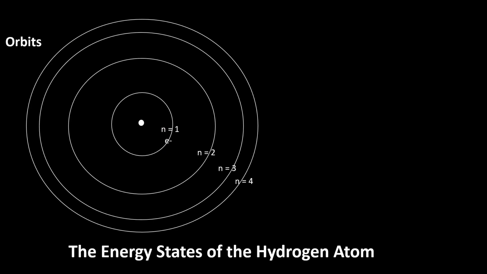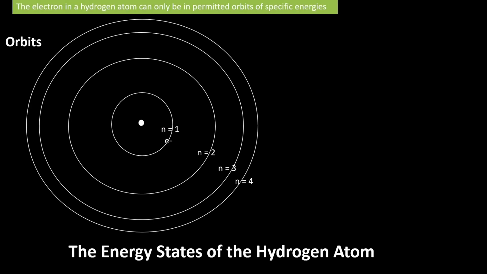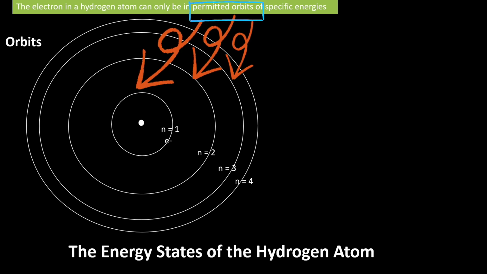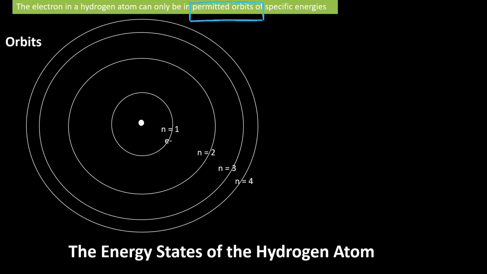The first postulate of Bohr's atomic model stated that the electron in a hydrogen atom can only be in permitted orbits of specific energies. The permitted orbits here refer to fixed pathways around the nucleus of an atom, for example, n equals 1, n equals 2, n equals 3, n equals 4, and so on. And these permitted orbits are of specific energies.